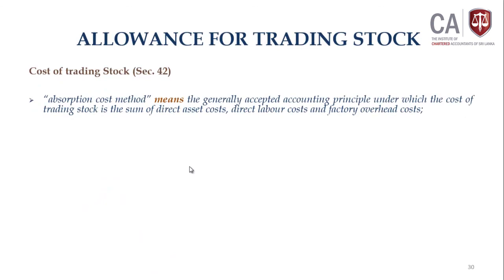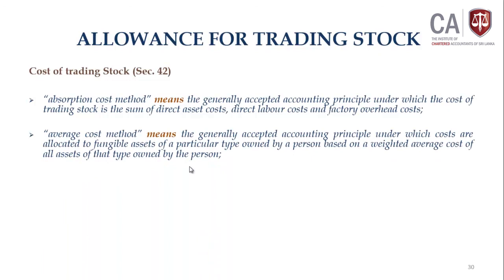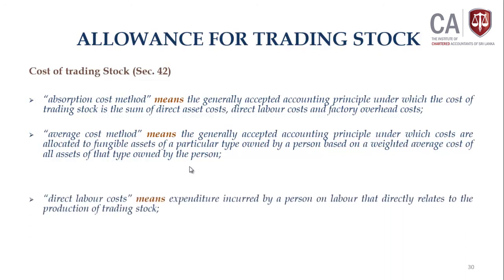The law defines what is meant by absorption cost method. It means the generally accepted accounting principle under which the cost of trading stock is the sum of direct asset cost, direct labor cost and direct factory overhead cost. Average cost method means the generally accepted accounting principle under which costs are allocated to fungible assets of a particular type owned by a person based on the weighted average cost of the assets of that type owned by the person.